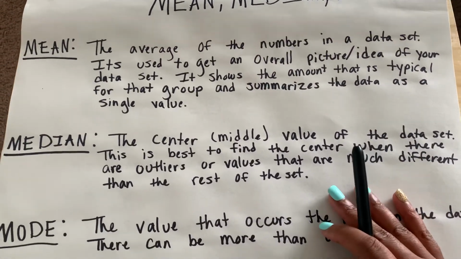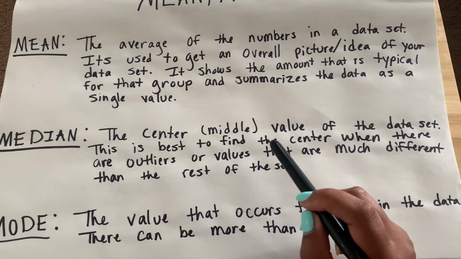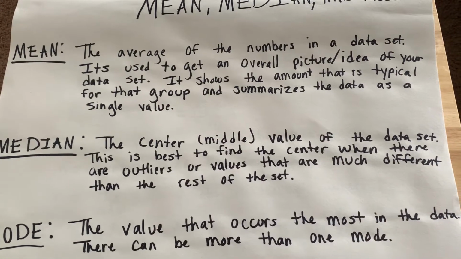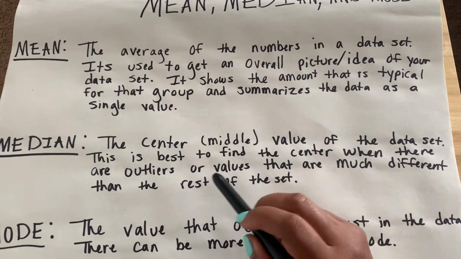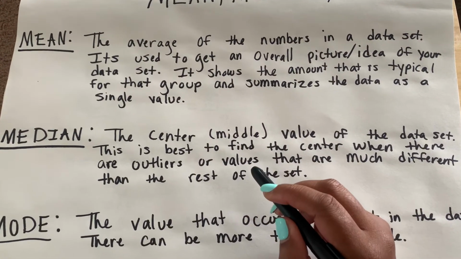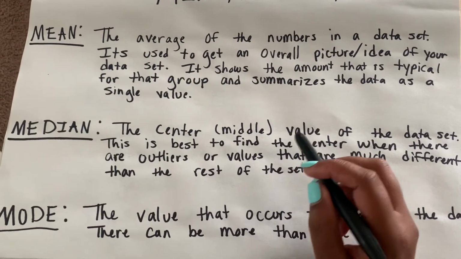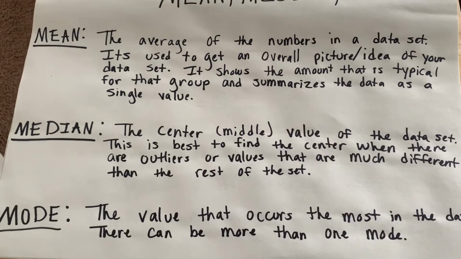The median is the center value of the data set. And this is best used when you're trying to find the center where you have a data set with outliers. And outliers are values that are much different than the other values in the data set.